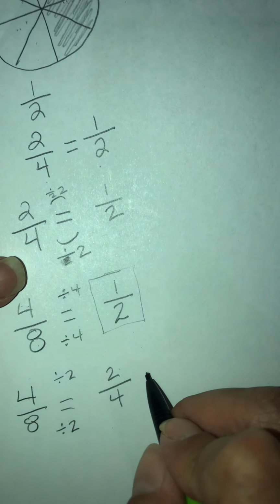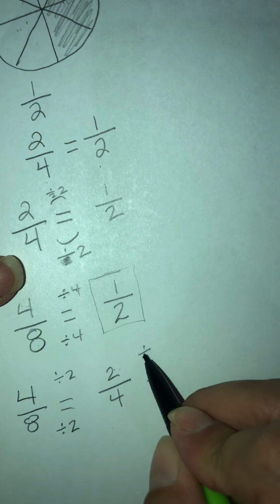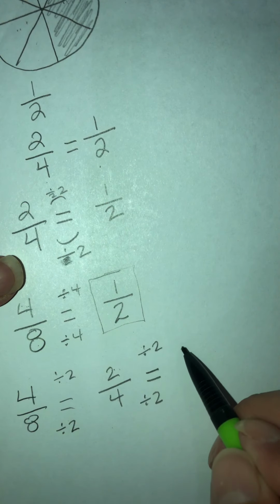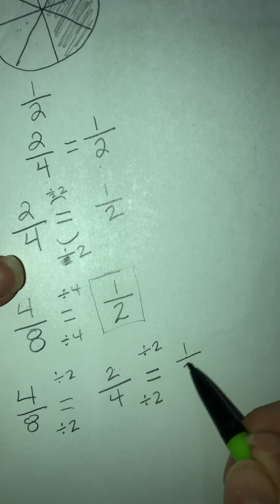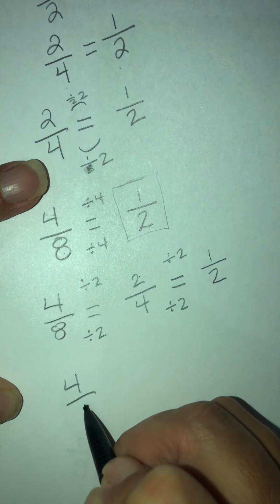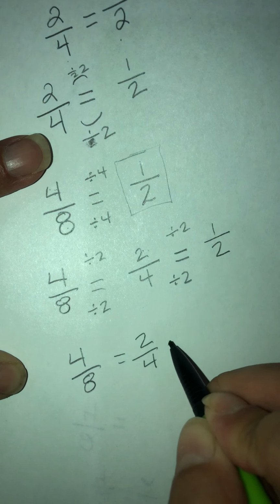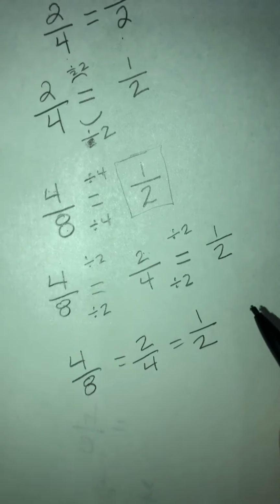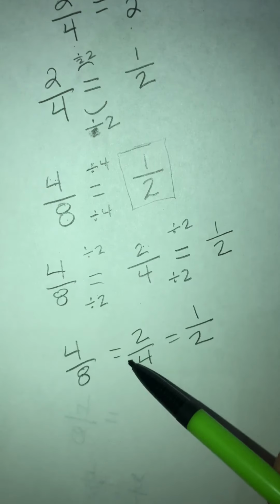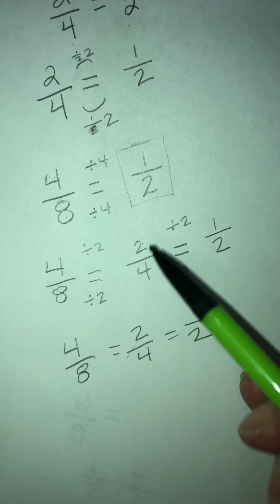So then we have to simplify it again because we know that 2 will go into both. We're dividing by 2 this time. Again, 2 divided by 2 is 1. 4 divided by 2 is 2. So ultimately, 4/8 is the same thing as 2/4, which is equal to 1/2. Now, if you divided it by 4 to begin with, you would have skipped this step. So you're just saving yourself some time and some extra steps.